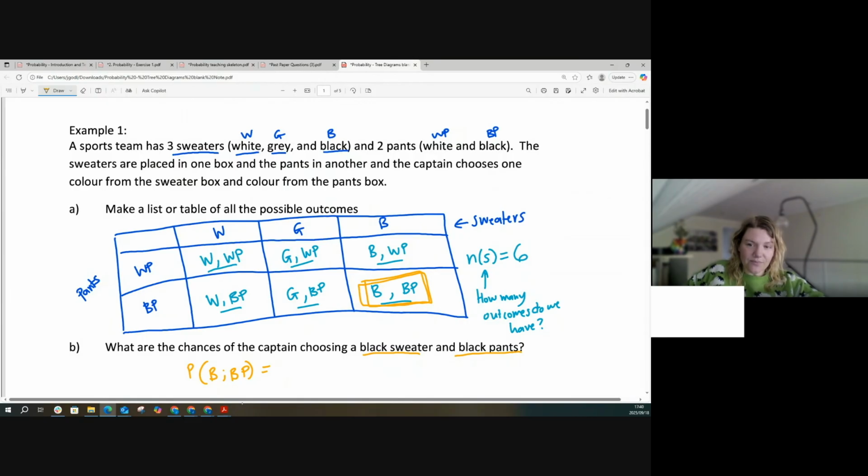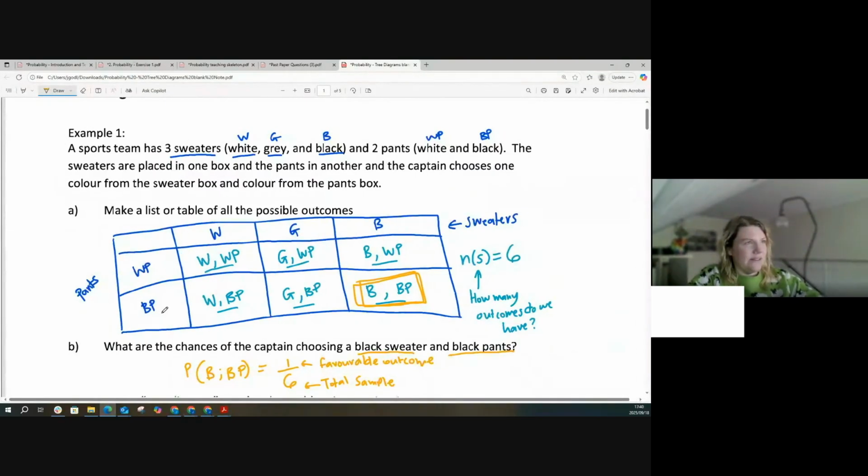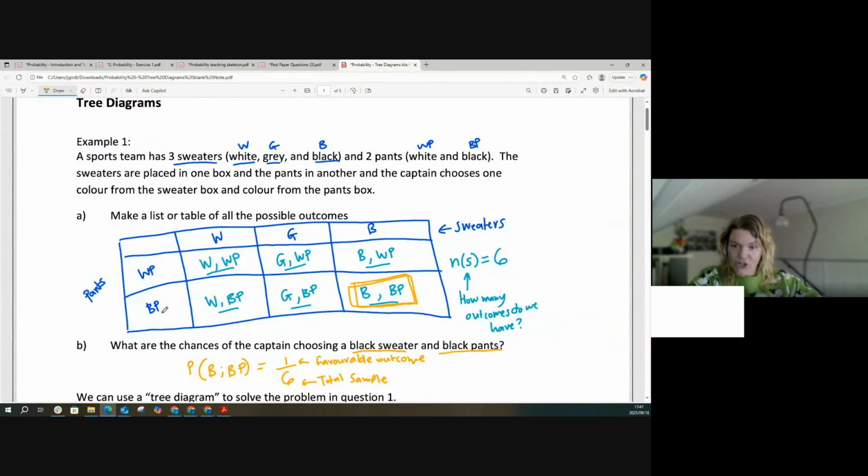Good. Exactly. 1 out of 6. So that is my favorable outcome. That's the one that we want, and that is our total sample space. All right. Does anyone have any questions about that? Please feel free to ask if you do. Okay, good.